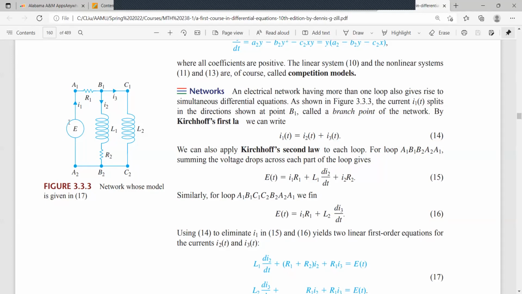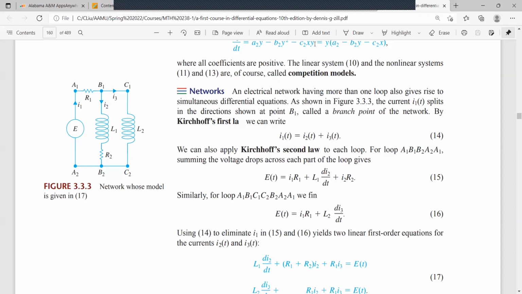The power supplies this voltage in this branch. Similarly, if we consider the loop A1, C1, C2, A2, you have the voltage drop in I1 also, in resistor R1, so that's I1 R1. Then you only have inductance in this loop, which causes the voltage drop of L2 dI3/dt, where I3 is the current in this loop. That voltage drop is provided by the power, so you get another differential equation. Then we have three equations.